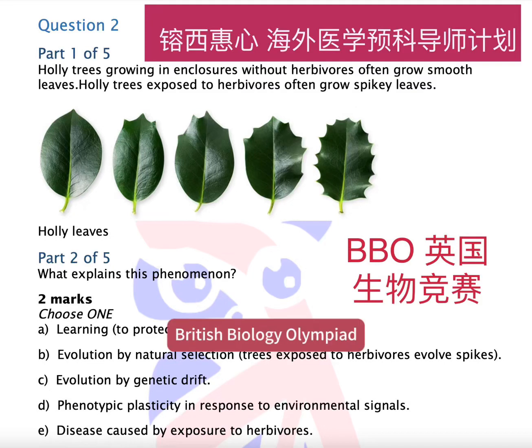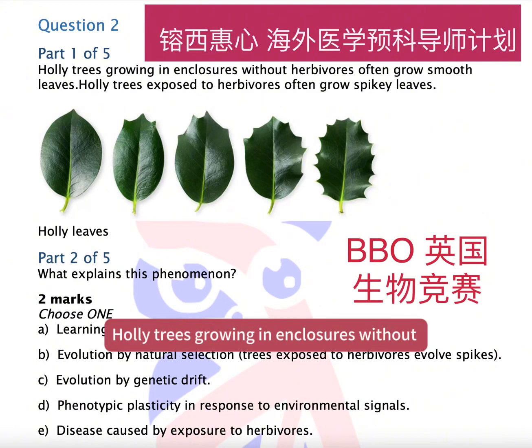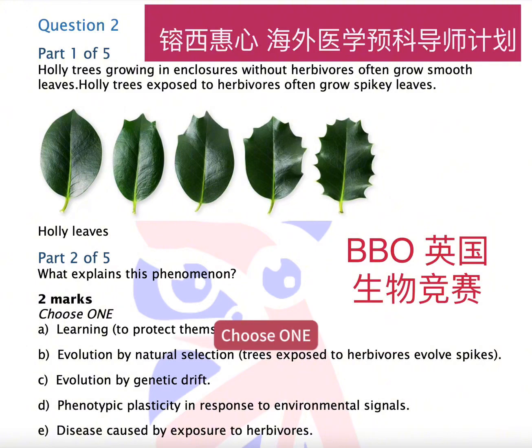BBO, British Biology Olympiad. Holly trees growing in enclosures without herbivores often grow smooth leaves. Holly trees exposed to herbivores often grow spiky leaves. What explains this phenomenon? Choose 1.